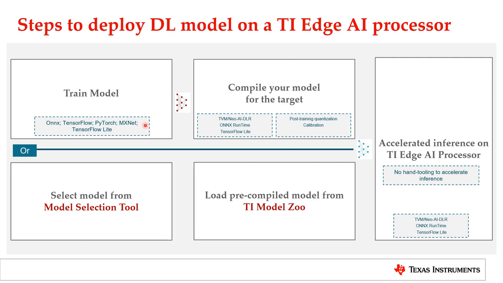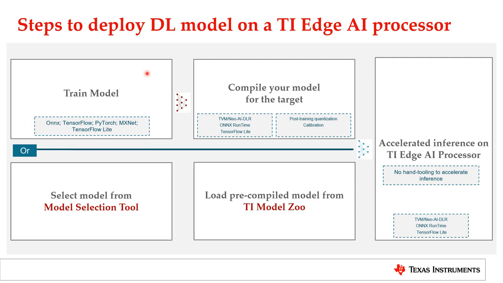For that, one option is to use one of many precompiled models from our model zoo. These include popular models such as MobileNet, InceptionNet, ResNet, etc. Then the second option is to start with your own pre-trained model.